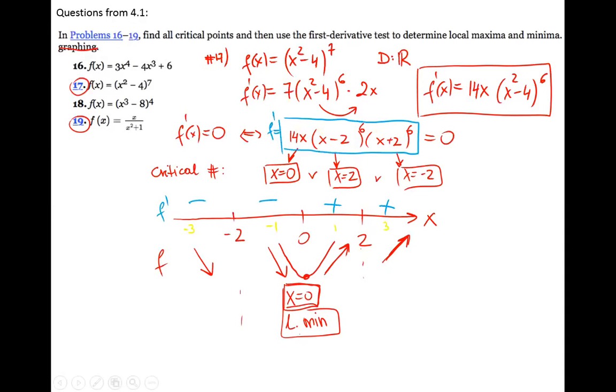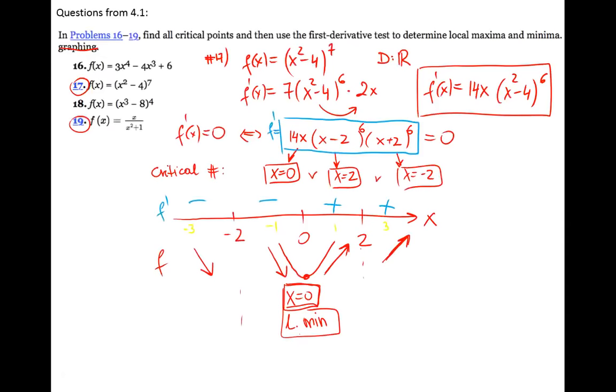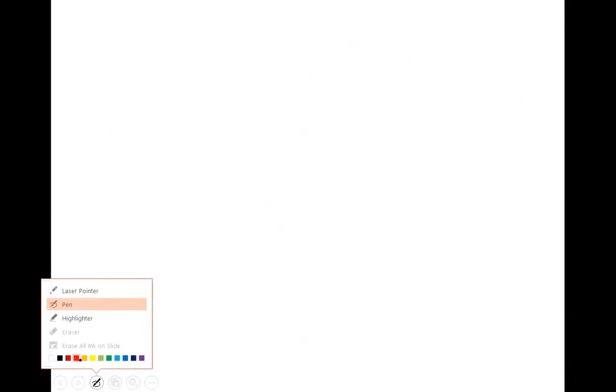Okay, and let's do the other one. Let me check, because I will switch the slide, but I have the list of the functions somewhere. Okay, that's me. Let's do 19. Question 19 is a function of x over x squared plus 1.